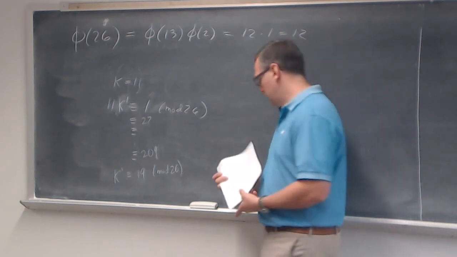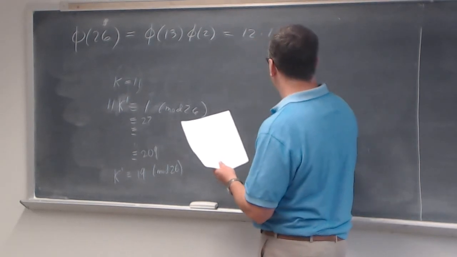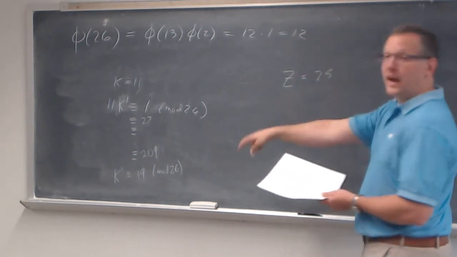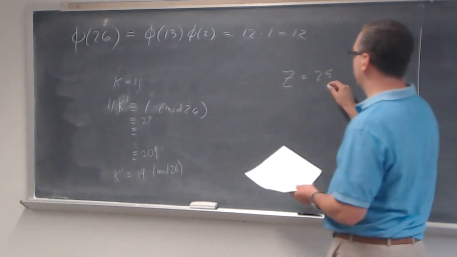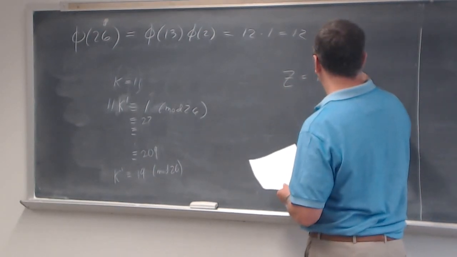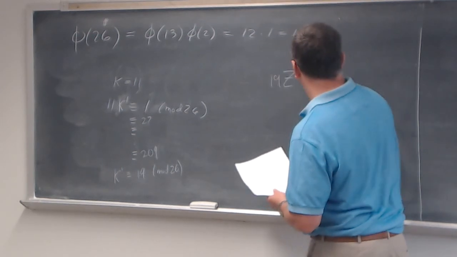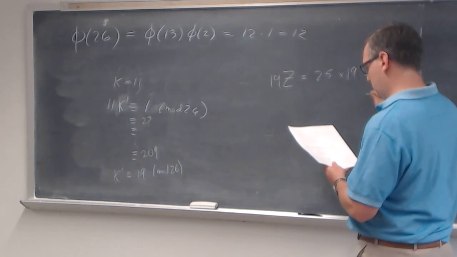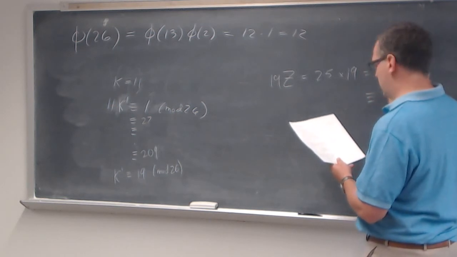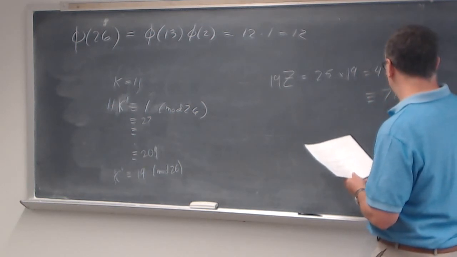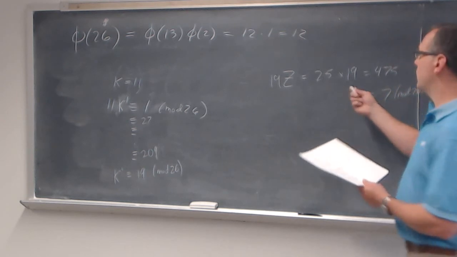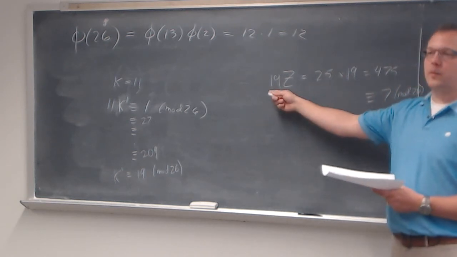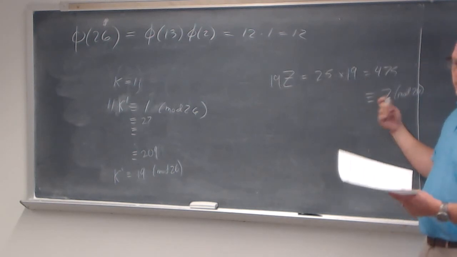Just for example, let's look at 25. If you got a Z, which is the number 25, you multiply that by 19. So what's 25 times 19? 475. It better be 7 mod 26. It is. Yeah, it's 7. So that's how you undo multiplying by 11: you multiply by its inverse, and you get back to 7, which is an H.